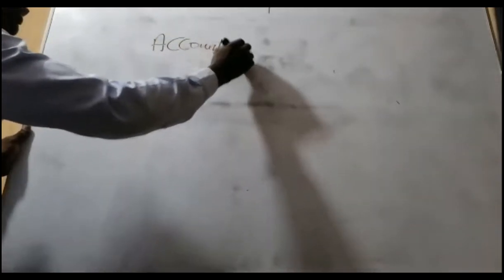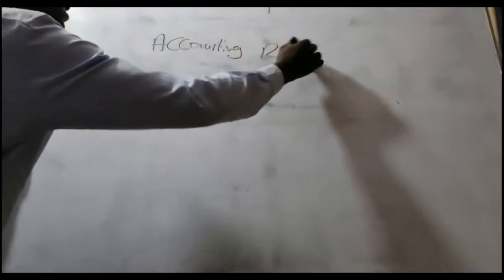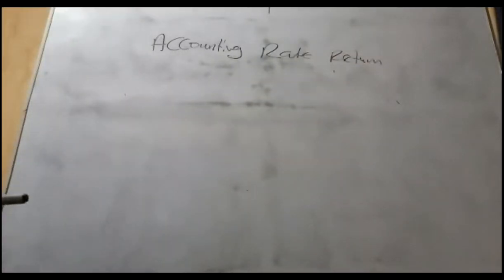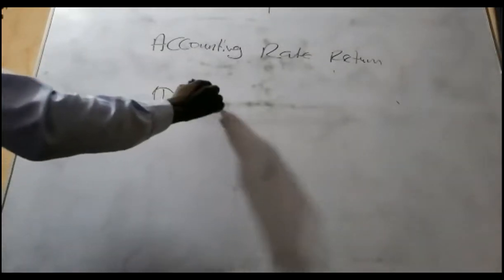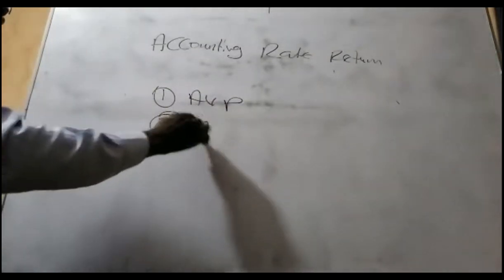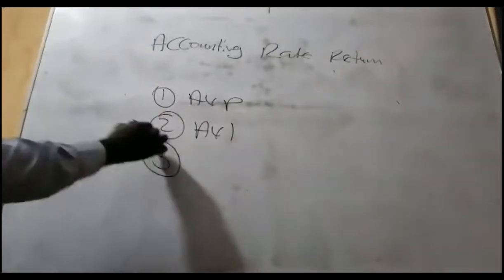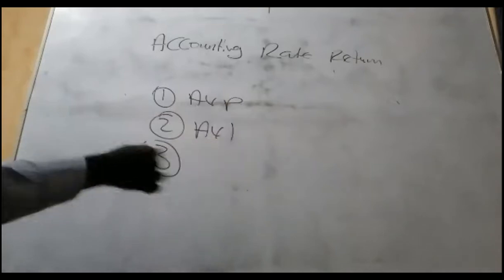Okay. Now what we do is this. Accounting rate of return, ARR. How do you calculate ARR? Don't worry. There are three steps. Step one, get your average profit. Step two, get the average investment. Step three, divide these two answers, multiplied by 100. You are done.